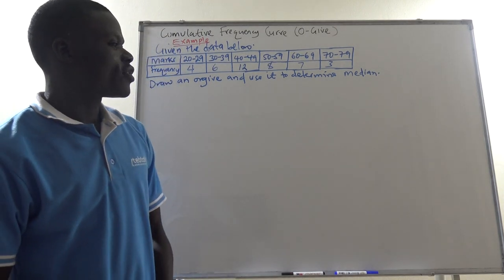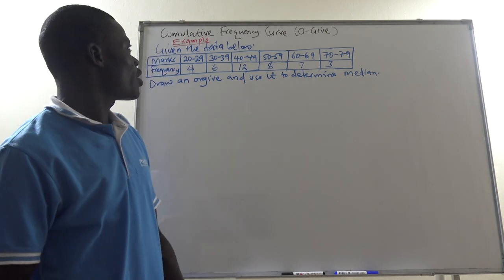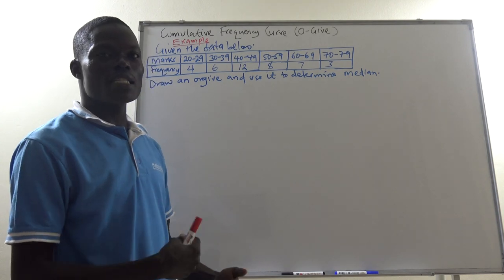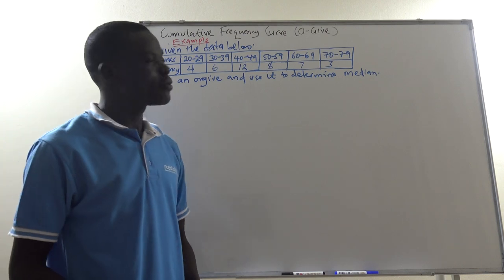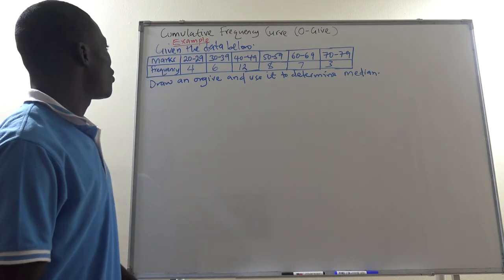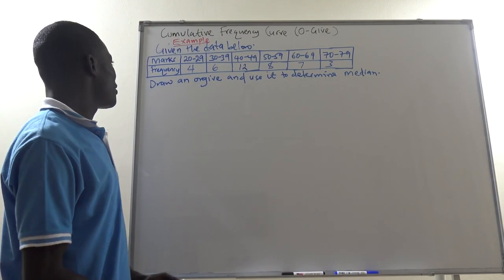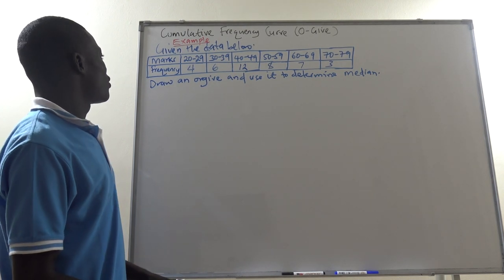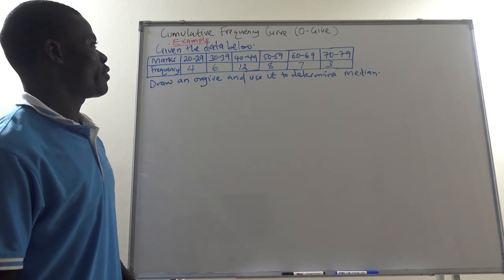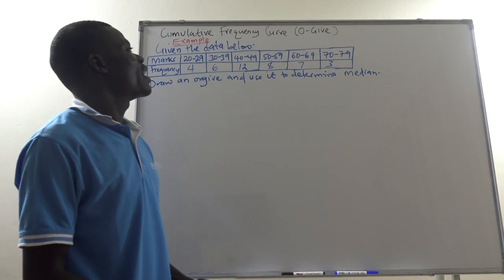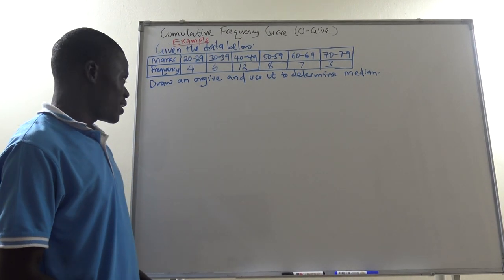We'll be back, guys. We are still looking at a cumulative frequency curve. So we are going to look at examples on how we can estimate what we have discussed in the previous videos from the real graph. So we have example one, which says that given the data below, the data is showing marks with classes of 20 to 29, 30 to 39, 40 to 49, 50 to 59, 60 to 69, 70 to 79, and their respective frequencies.